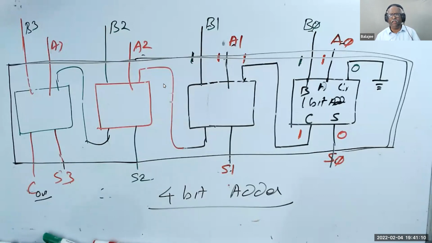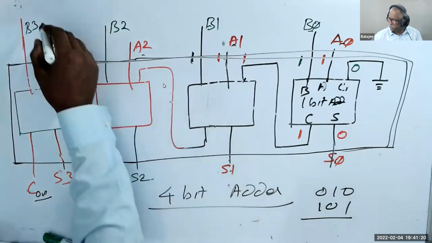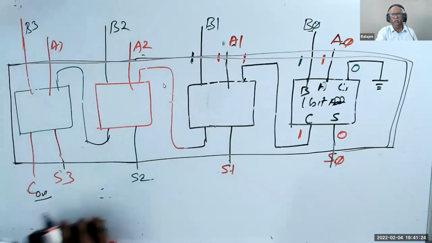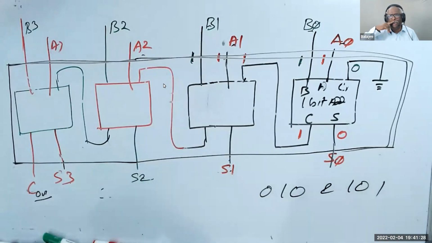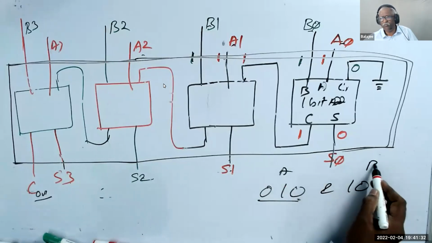No, if you want to add, this is a 4-bit adder. That means you have to give a 4-bit input. You are trying to add 0, 1, 0 and 1, 0, 1. You are trying to add the number. Then you say, now let us assume that somebody has asked this: how do you add 0, 1, 0 and 1, 0, 1? Am I right? Now let us say this is A and this is B.